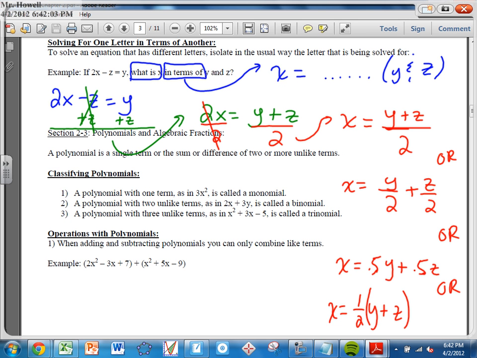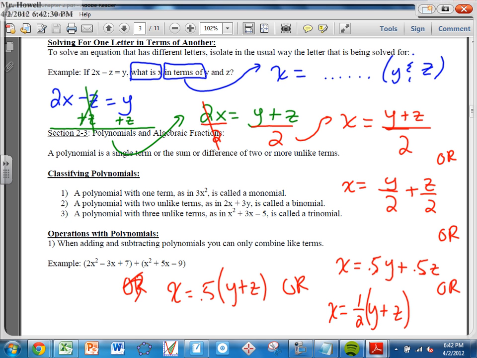There are many other ways I can write this. x could equal 0.5 times the quantity y plus z. Let's see if there's any other way to write this. 0.5 factored out, 1/2 factored out. Yeah, that's pretty much it. So we're going to be looking at those possible answers.